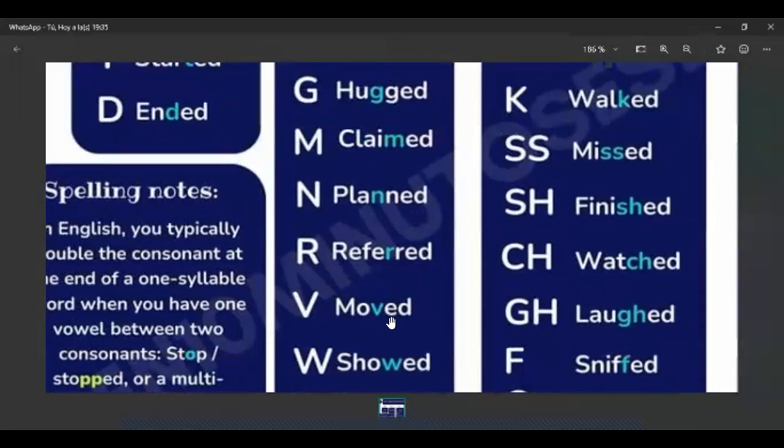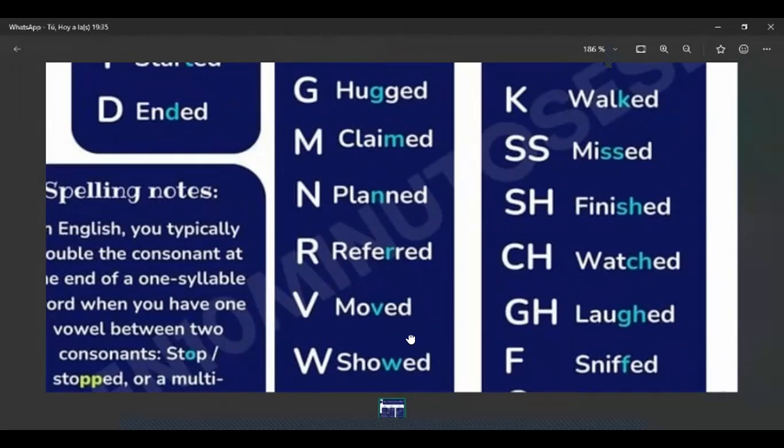Move termina en la letra E. Pero usted no dice move, ¿verdad? No dice move, porque la E al final no se pronuncia. Cuando un verbo termina en E, como la E es muda, usted se va a fijar en la letra antes de la E muda.